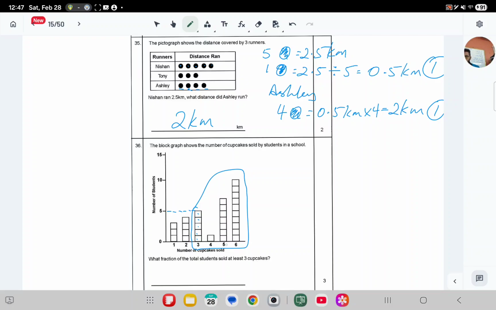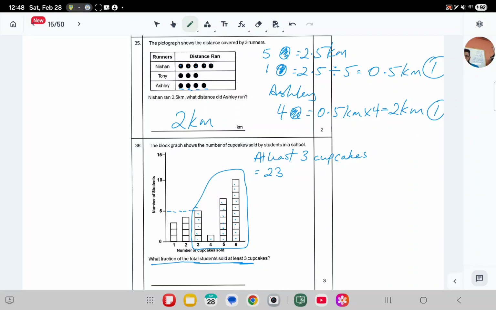So all we need to do is to just count up how many students in total. So we have 5, 6, 7, 8, 9, 10, 11, 12, 13, 17, 18, 19, 20, 21, 22, 23 students in total. So 23 students in total who sold at least 3 cupcakes. So at least 3 cupcakes is equal to 23 students.